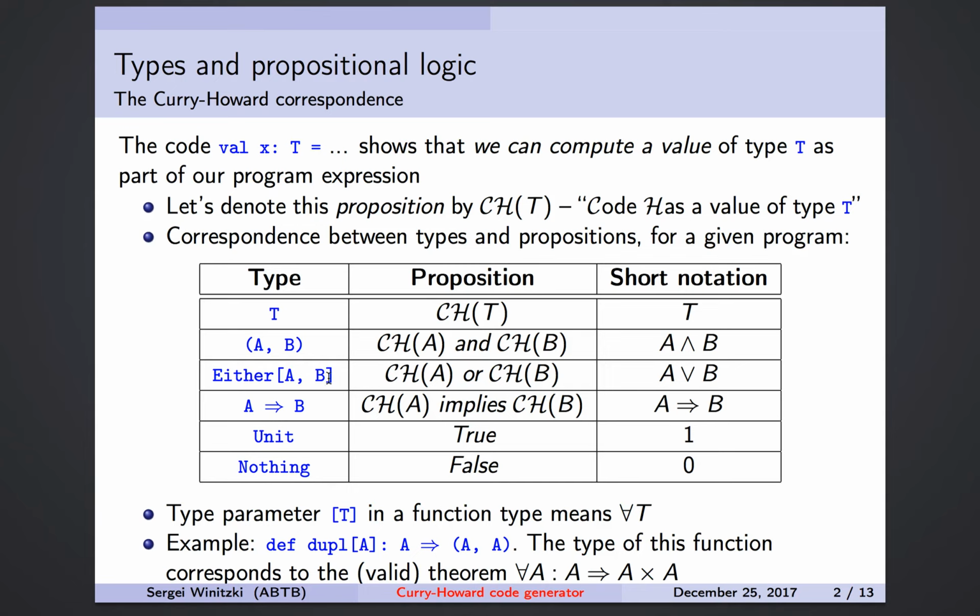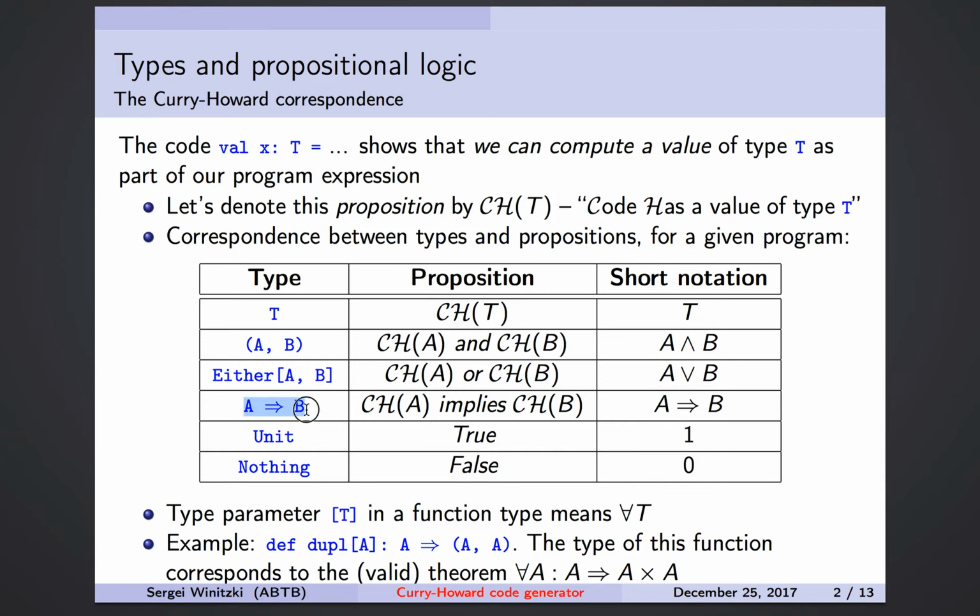The either type means that if we computed a value, let's say x, of this type, it means that we computed maybe a or maybe b, but we don't know which one. So we have computed one of these two for sure, but we don't know which. That, on the logical side, corresponds to having a proposition ch of a, code has an a, or code has a b, but not necessarily both. So that is the disjunction, logical disjunction.